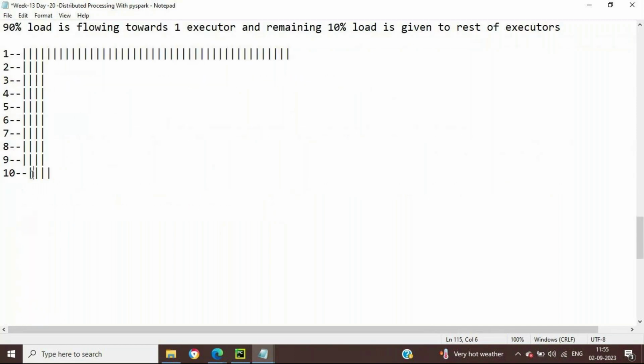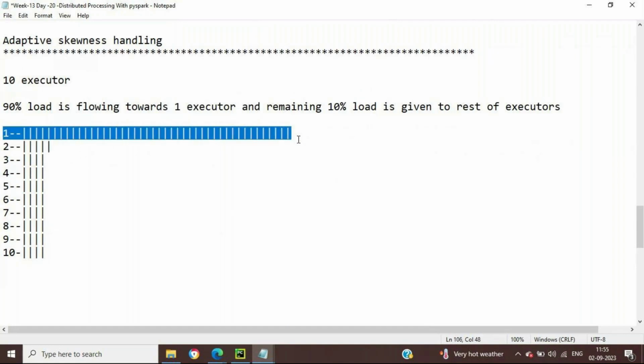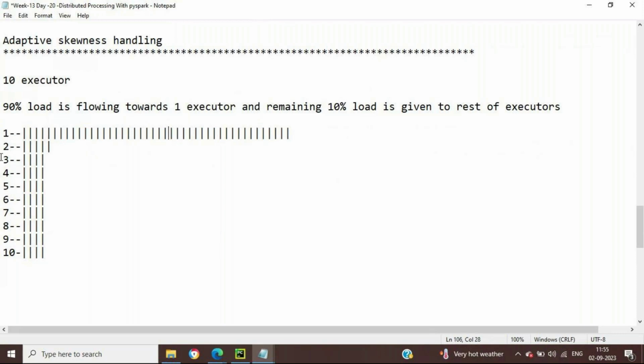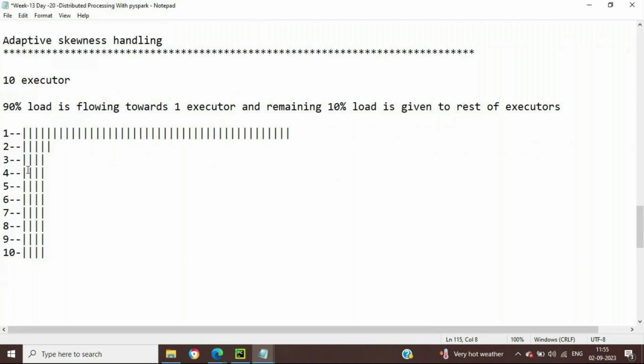Okay, these particular dots denote, say, load. So we have 10 executors, and the first executor has 90% of the load, and the remaining 10% of the load is given to the remaining 9 executors. So once we have an imbalanced distribution, that is known as skewness. This is a famous interview question as well: how are you going to handle skewness inside PySpark?